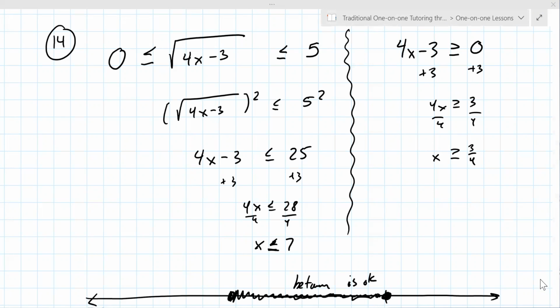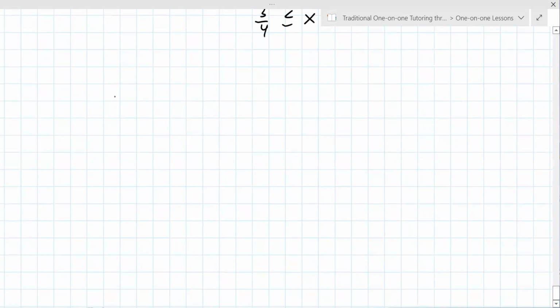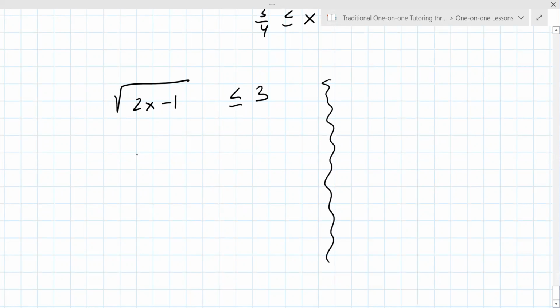So let's just do one more of these. Let's say it's the square root of 2x minus 1 less than or equal to 3. You start solving it the way we've done: 2x minus 1 less than or equal to 9. You add 1 to both sides, and then you get x less than or equal to 5.